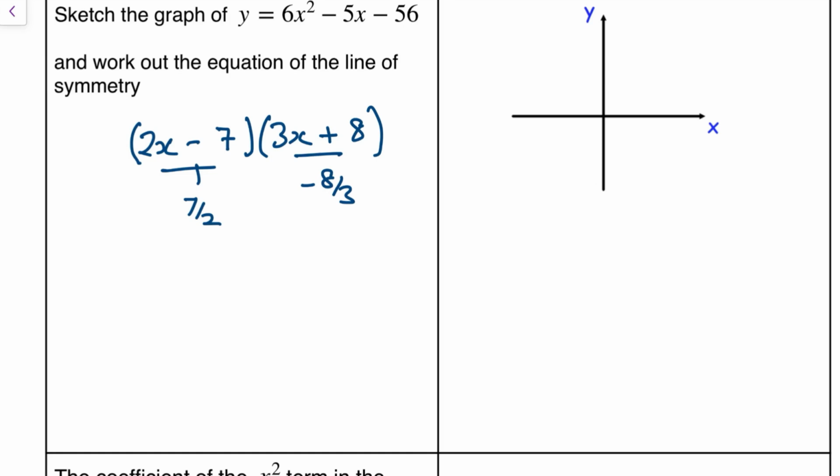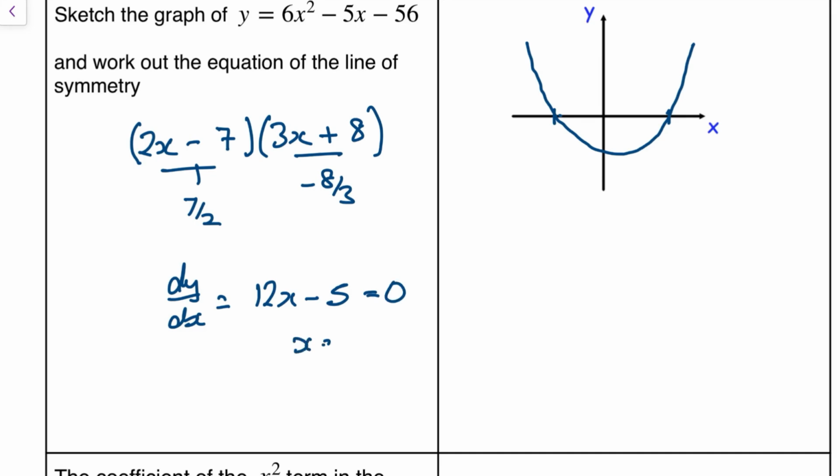Okay, so far. Let's sketch that. 7 over 2 is 3.5, and 8 over 3 is a bit less than 3. So let's put that there and this here, which means I need my turning point to be to the right of the y-axis. Now, this is a further maths exam, so you know how to differentiate. So if I differentiate, dy/dx is 12x minus 5. I want that to equal 0, so therefore x equals 5 over 12. So my vertex, which is also my line of symmetry, is x equals 5 over 12.